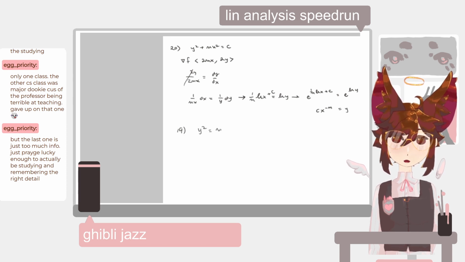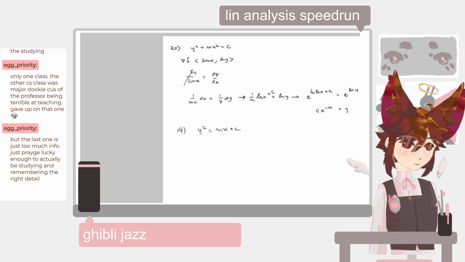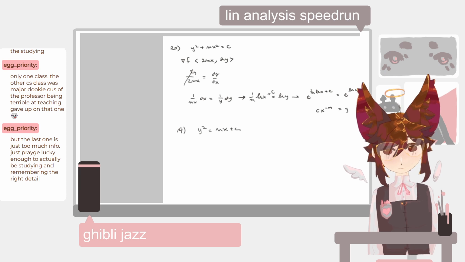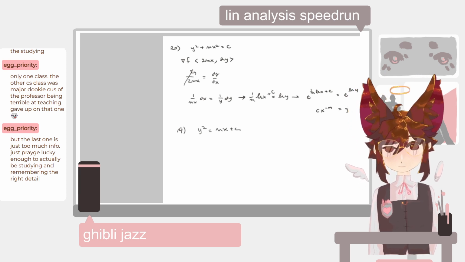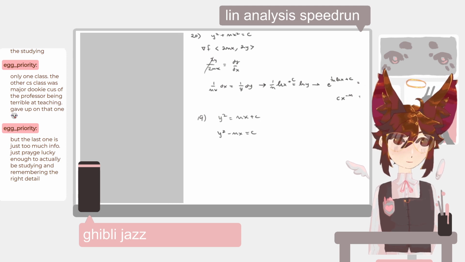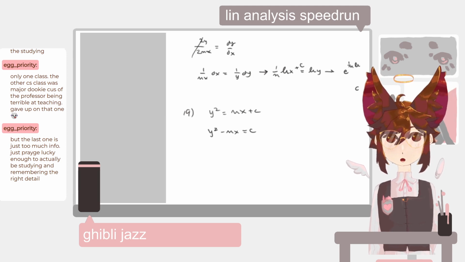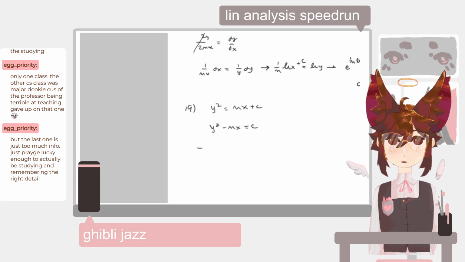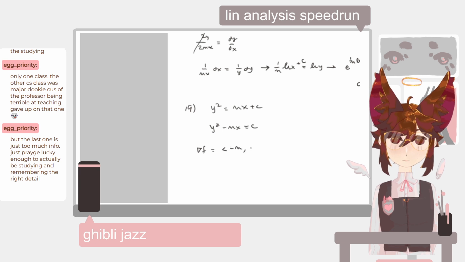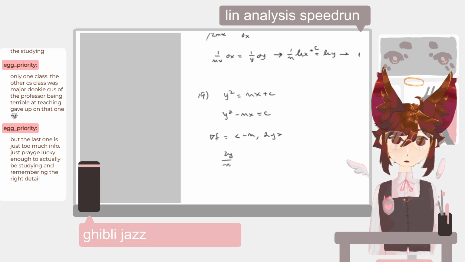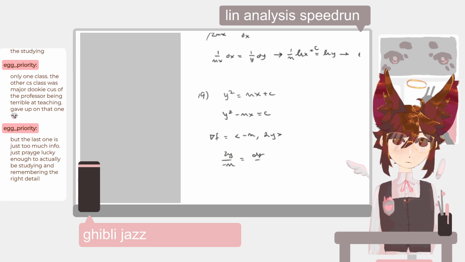Okay, so mx plus c. So this is a little different, right? We've got to make sure that c is the only thing on the right. So y squared minus mx equals c. I love that I know all the theory, but I just can't do it. It's so silly. Negative m, 2y. So 2y over negative m equals dy dx.